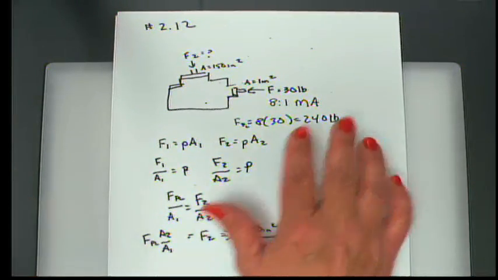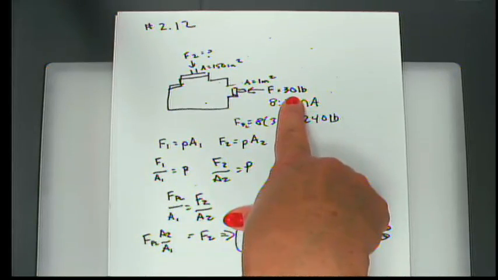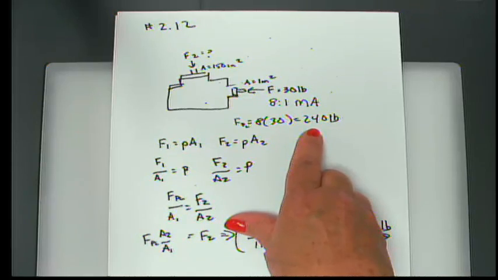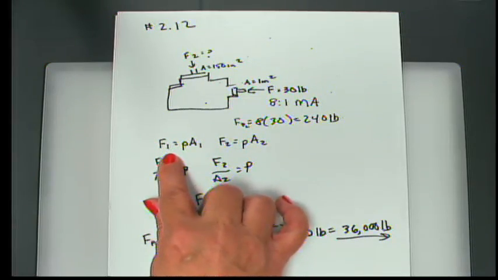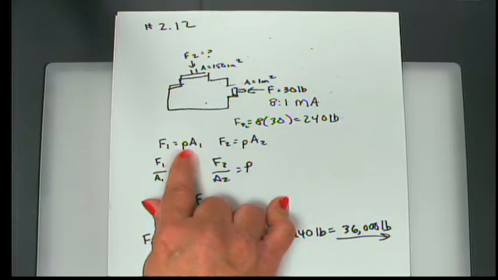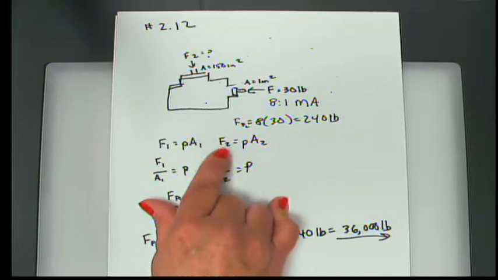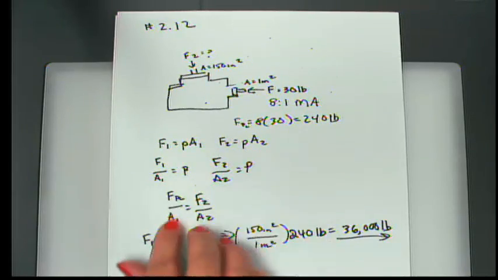All right, so the problem tells us we have an 8-to-1 mechanical advantage and that we push on the plunger with 30 pounds. So the first thing is the net bang for our buck that we get is 8 times 30, or 240 pounds. We also can say that the force in 1 is going to equal the pressure times the area of 1. That's our 240 pounds. And our force in 2, which is our unknown, is equal to the pressure times the area of 2.